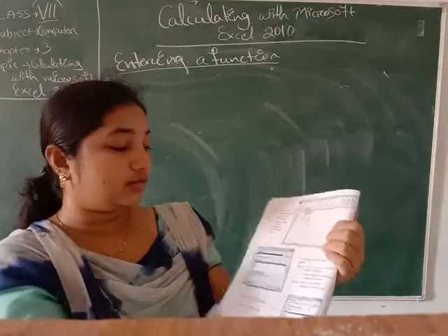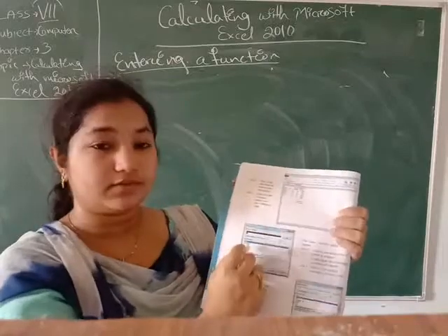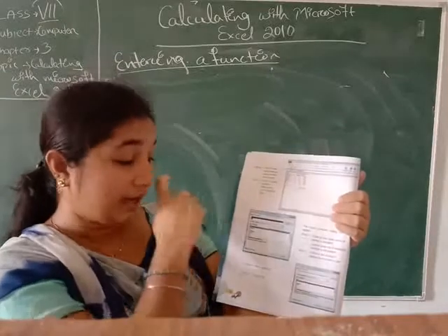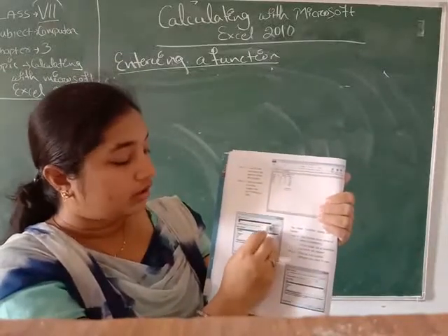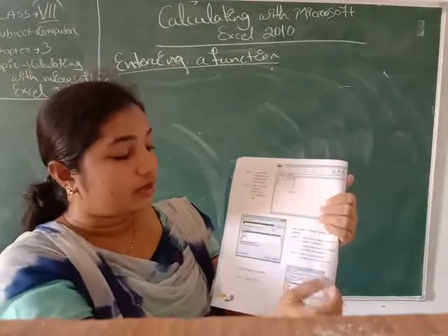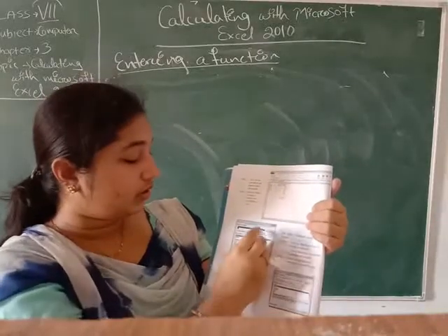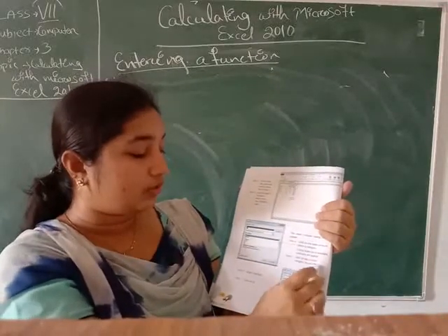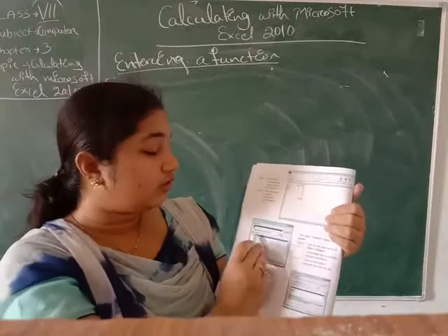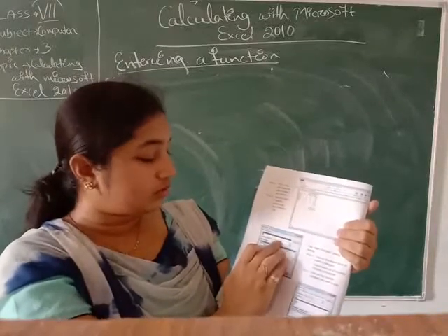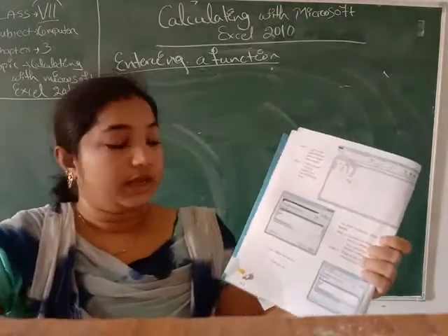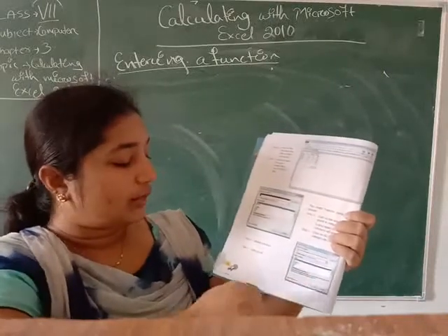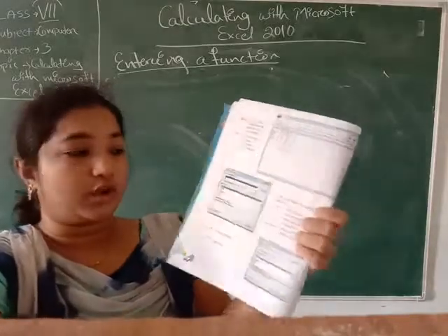The Insert Function dialog box will appear. Here click on the down arrow of Select a Category. The drop-down list of available functions will appear. After that we click on the function category we want to use. After that we select a function, and after selecting this, we click on OK.